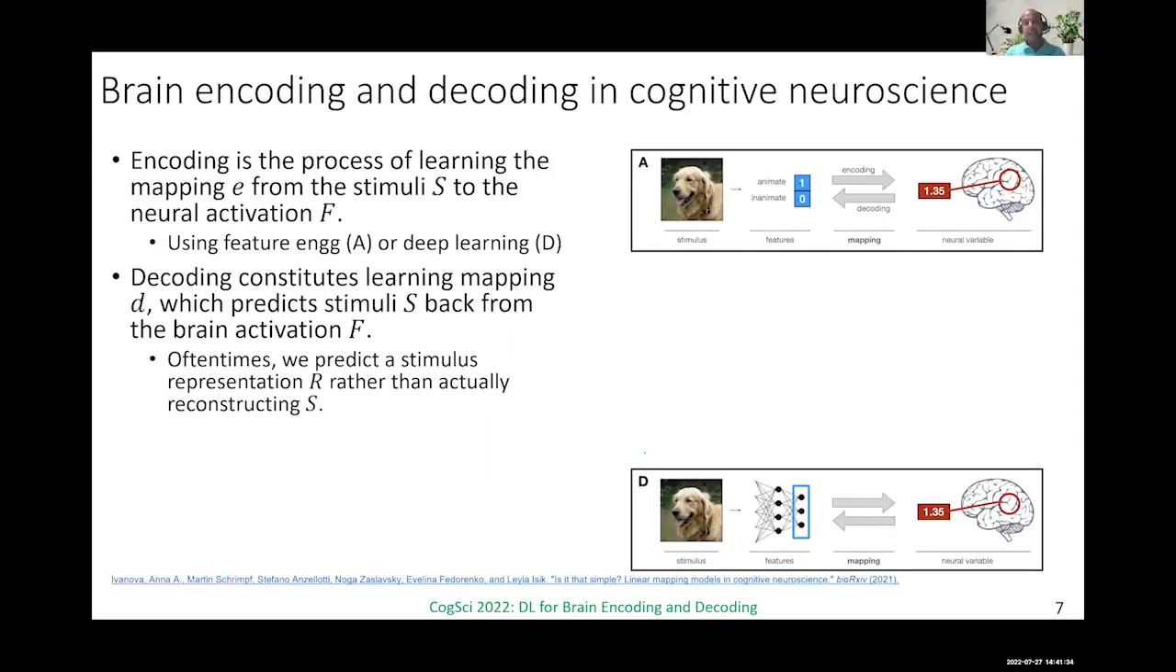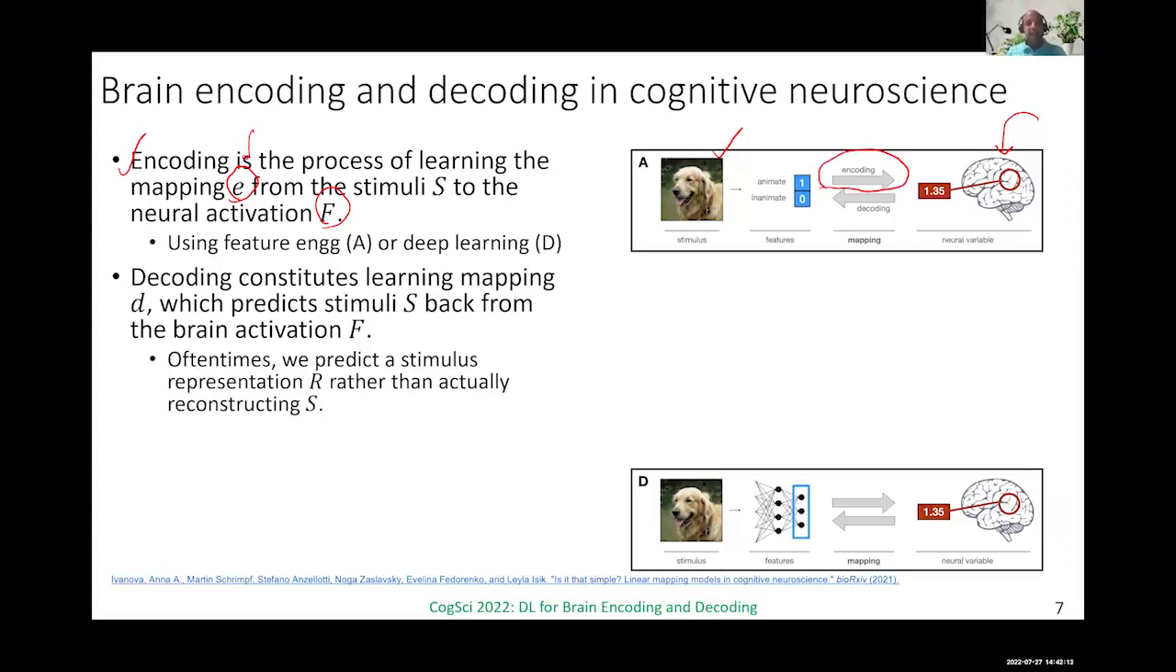Now, as part of understanding this, two processes are super important. One is called brain encoding, the other is called brain decoding. Encoding is the process of learning the mapping function E from the stimuli S to the neural activation F. The idea is that you have a stimulus, let's say a picture of a dog, and you want to understand: if I show this to a human, how will the brain respond? Which particular voxels in the brain are activated, and what is the magnitude, and so on. Learning this function is called brain encoding, and the function we call E.